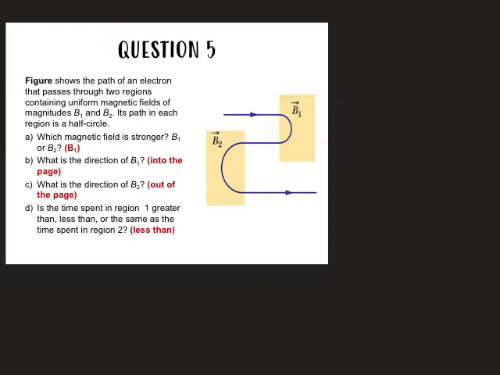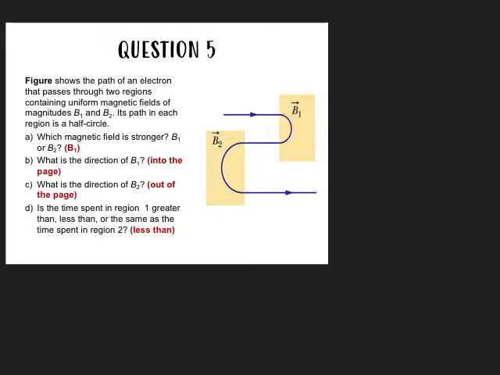So this is question 5. The question asks you to find which magnetic field is stronger. For us to find which magnetic field is stronger, we are going to derive the formula. We are going to look at the radius, because you can see that this one and this one have different radii. So we are going to find the relationship between radius and magnetic field strength.